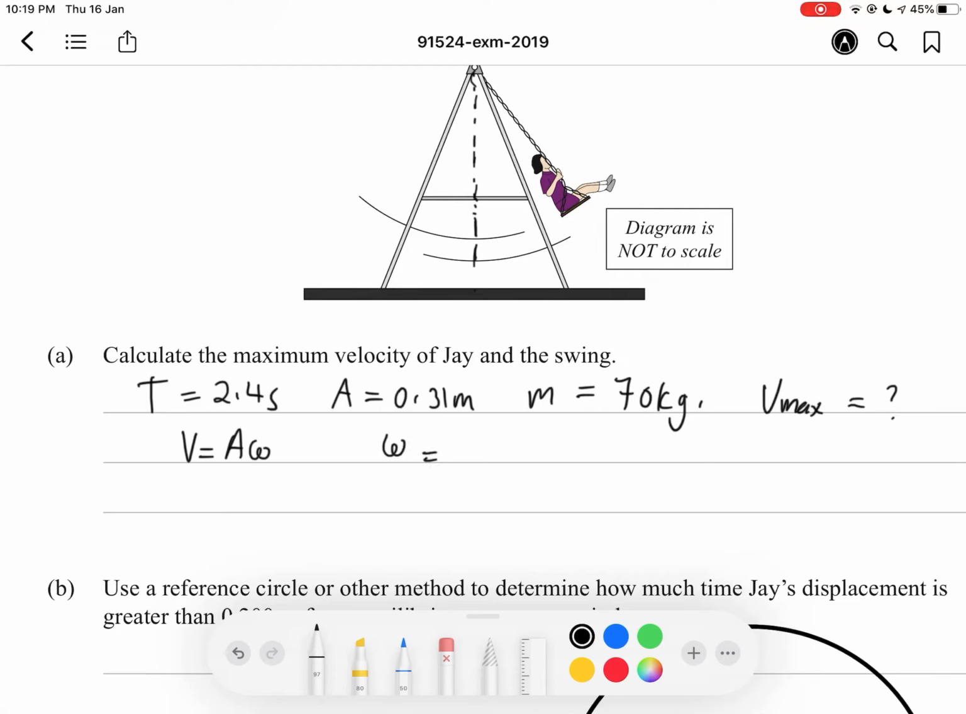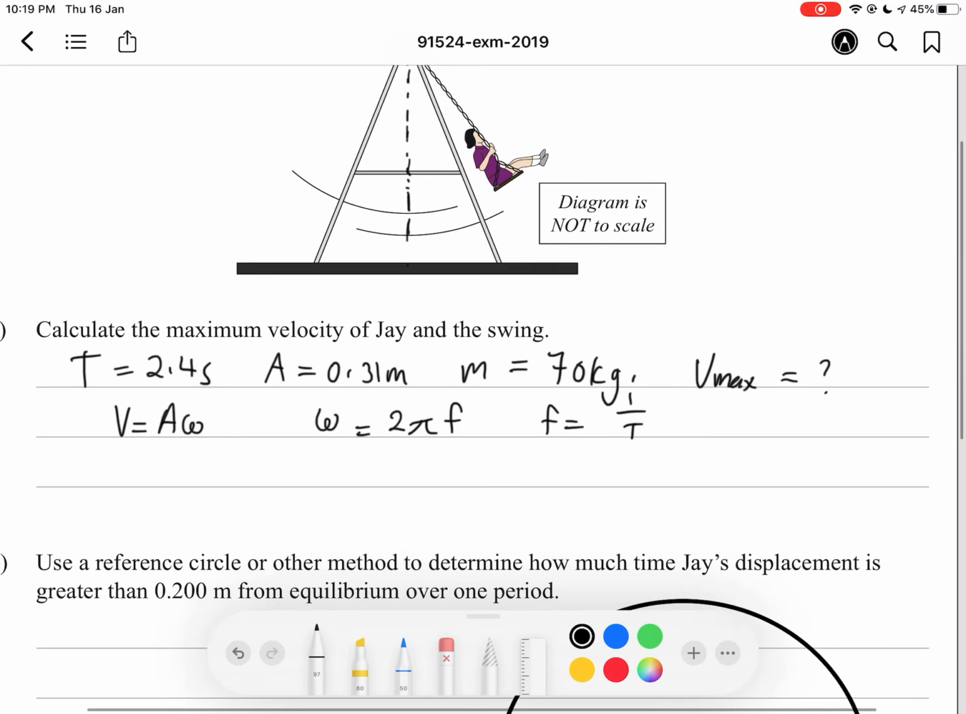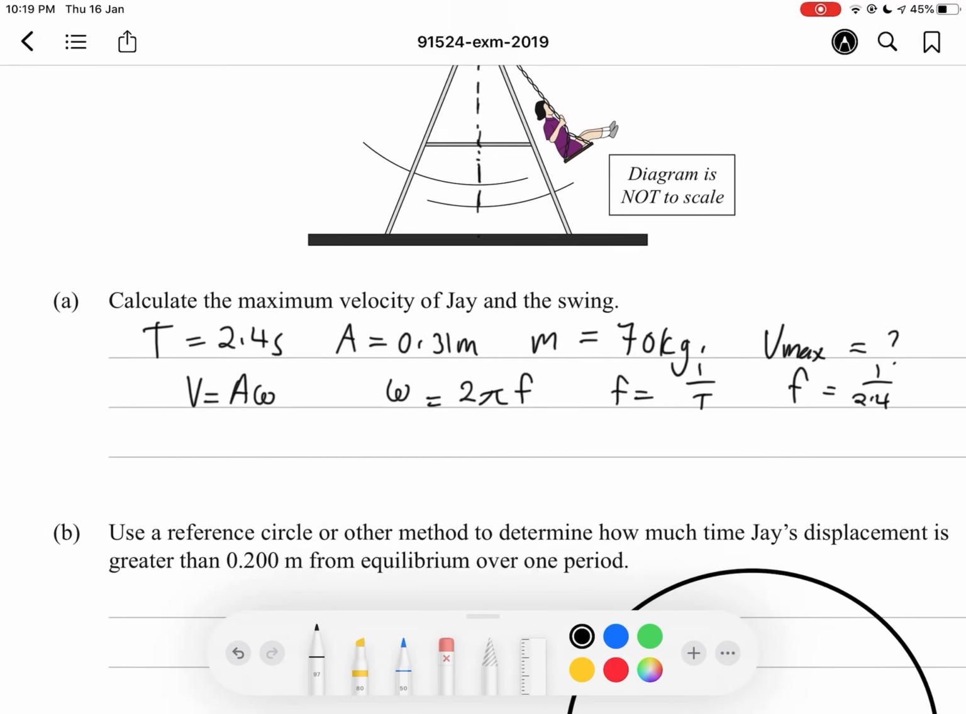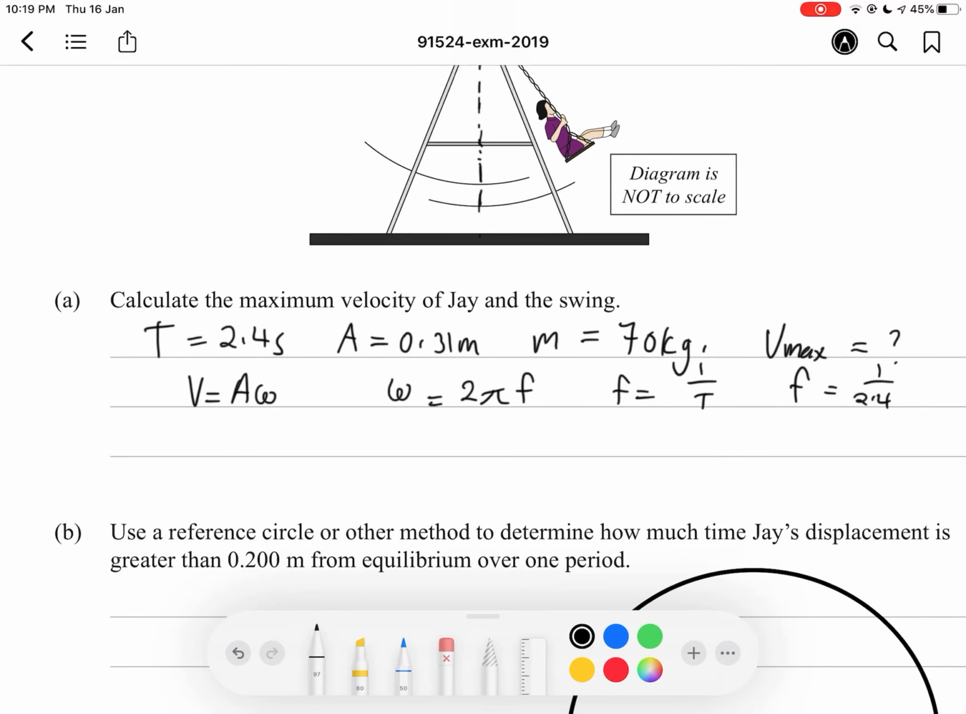We have a formula in the formula sheet that says that our angular speed is equal to 2 pi times the frequency. We know that the frequency is equal to 1 over T, 1 over the period. So therefore, our frequency is equal to 1 over 2.4. If we plug 1 over 2.4 into our equation, we'll get that the angular speed is equal to 2 pi over 2.4. And if we plug that into our equation for our maximum velocity, we'll have v equals 0.31 times 2 pi over 2.4.